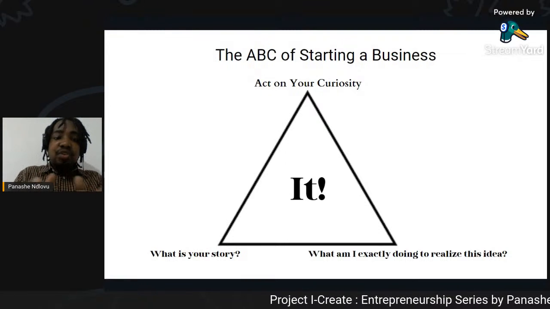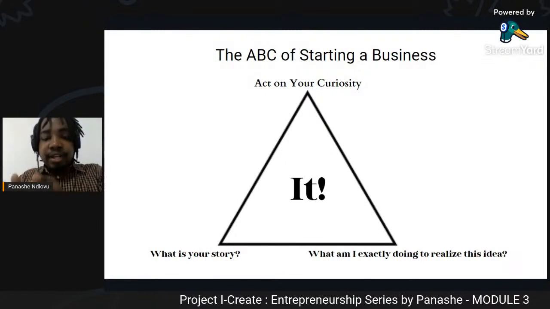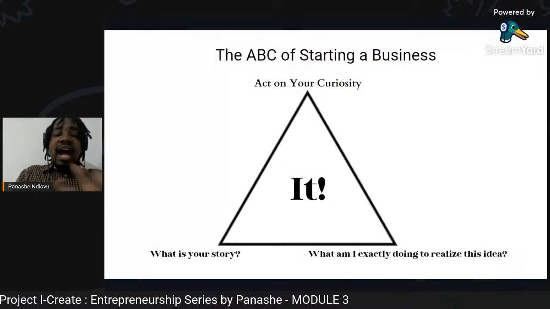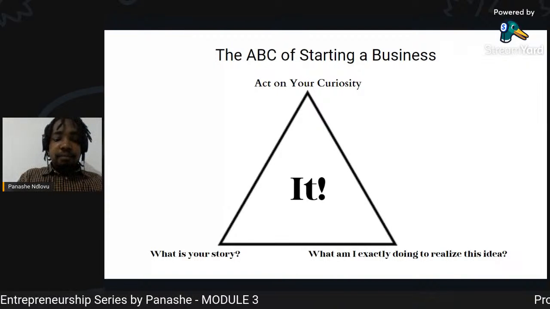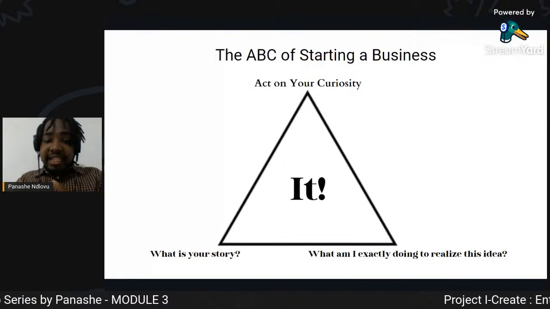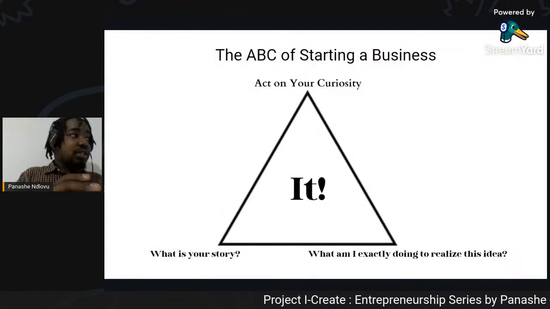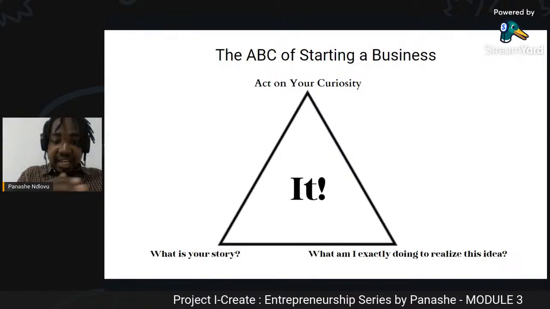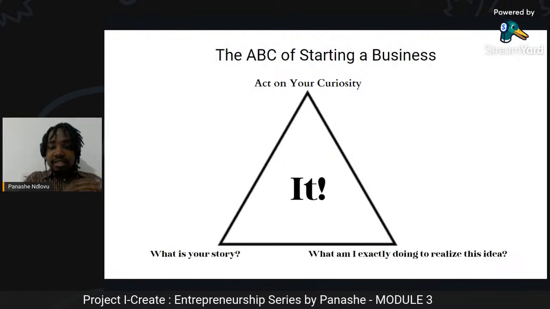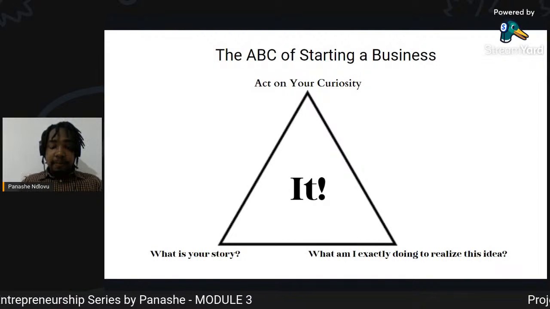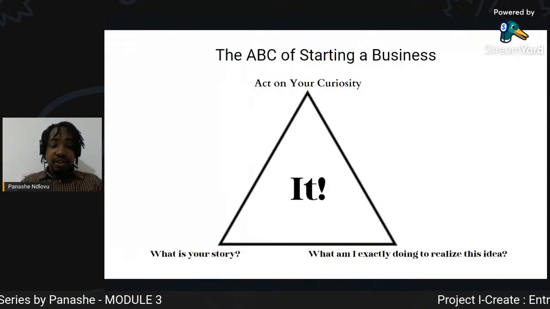And how do you build a business? Well, you build a business by developing an idea, right? And how do you develop an idea? You develop an idea by acting on those curious thoughts, those what-ifs that come to your mind, taking action on them. This is how you develop your idea.